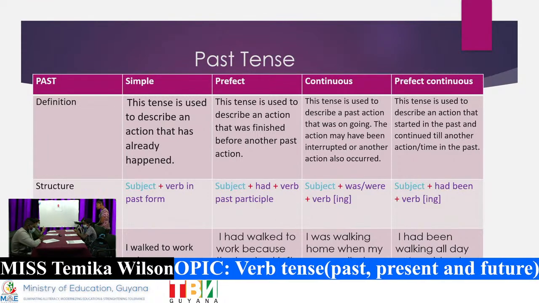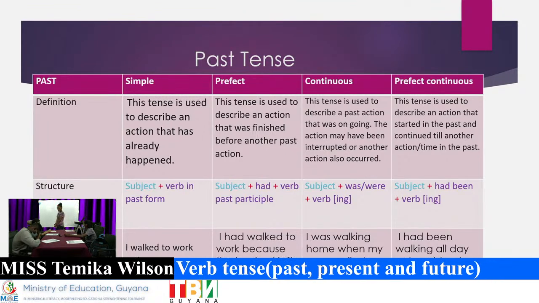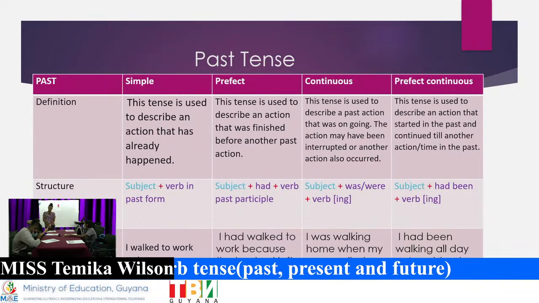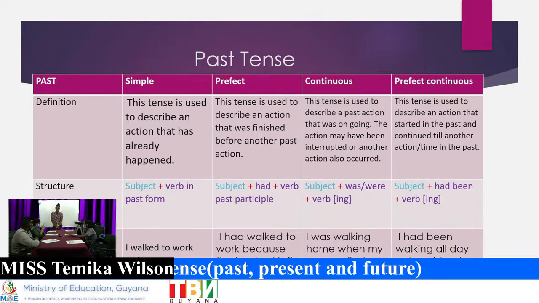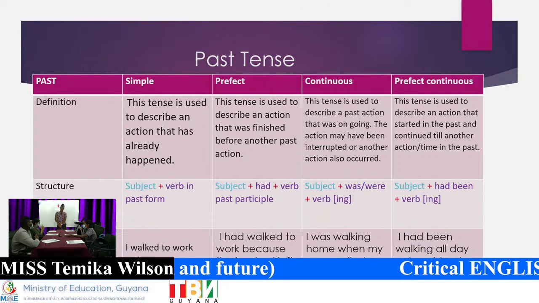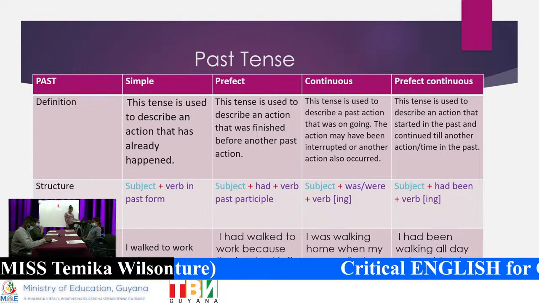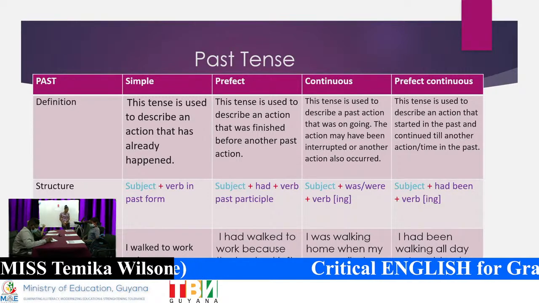Alright, so because there are 4 sentences, each will represent one form of the past tense, yes? Alright, let's see what you did. Who wants to go first? Nobody wants to go first, so I'll call Shamar. Yes, Shamar, let's hear from you. Number 1, what do you have?